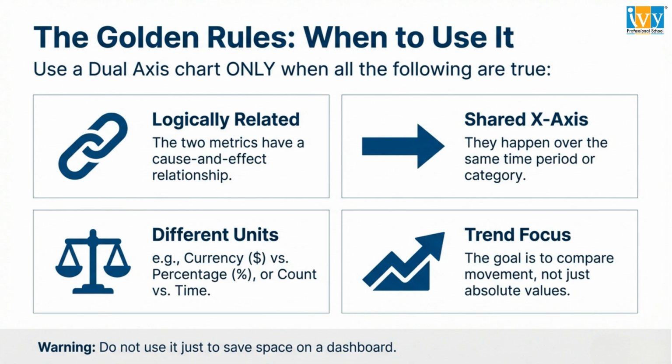A dual-axis chart should only be used when four conditions are met. First, the metrics must be logically related. Second, they must share the same x-axis. Third, their units should be different, like rupees versus percentages. And finally, the goal should be to compare trends, not absolute values. If these rules are not met, the chart can quickly become misleading.